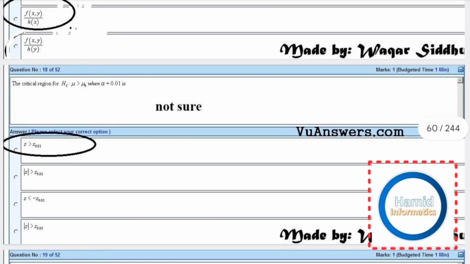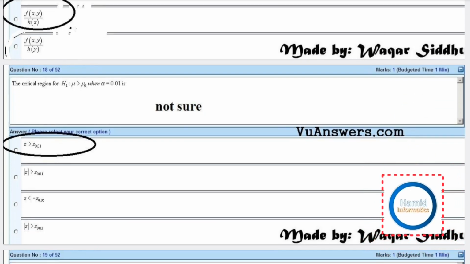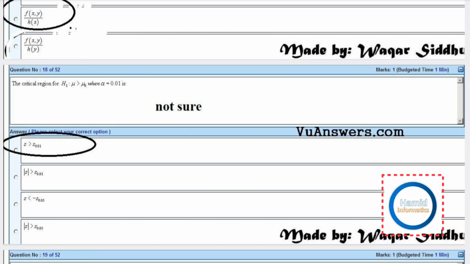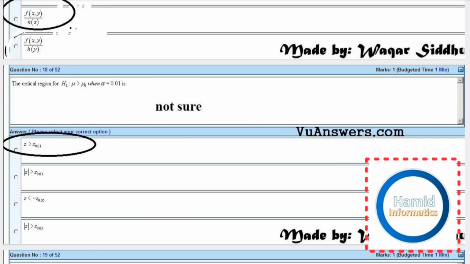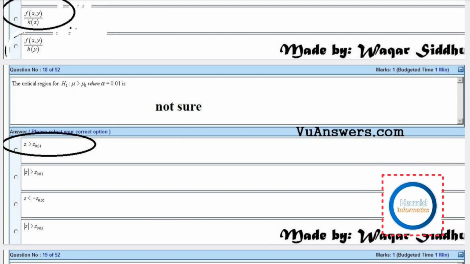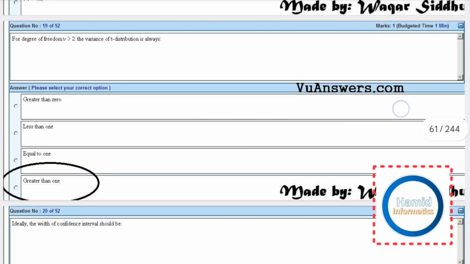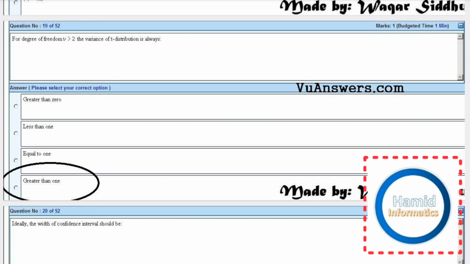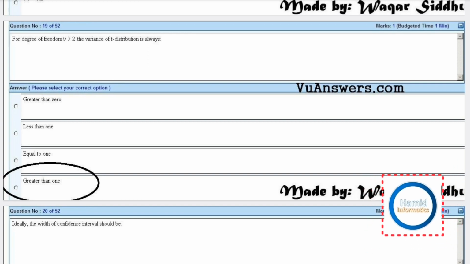Next is the critical region for H1: mu greater than mu0 when alpha is equal to 0.01, and the answer is Z is greater than Z 0.01. For a degree of freedom v greater than 2, the variance of T distribution is always greater than 1.